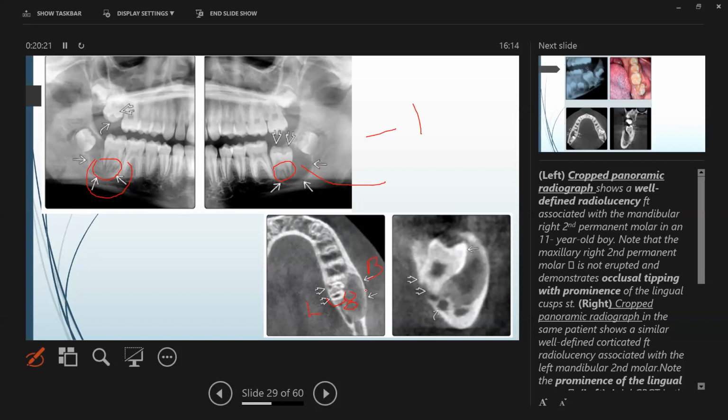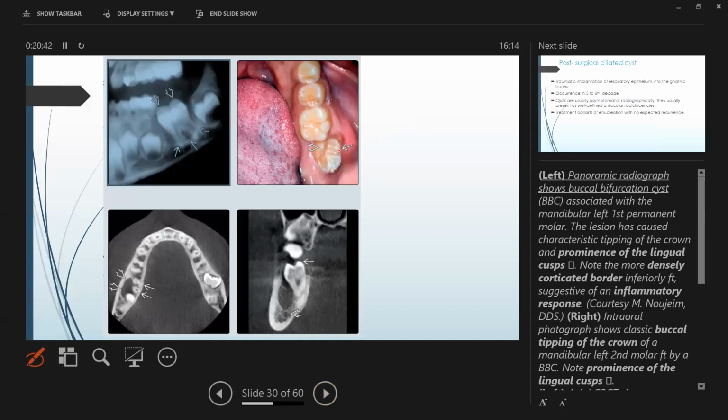So you see here the buccal cortical plate is thinned, and you can see the root tips have moved towards the palatal aspect, the palatal cortical plate. Okay, and you can even see how the palatal cusp shows a prominence, and how the tooth gets digging buccally. I'll show you the clinical picture. So this cusp gains prominence. That is, the palatal cusp or the lingual cusp gains prominence, and this cusp will dig deep into this.